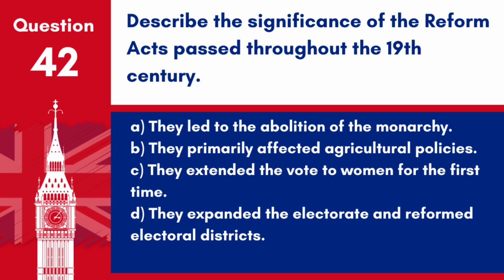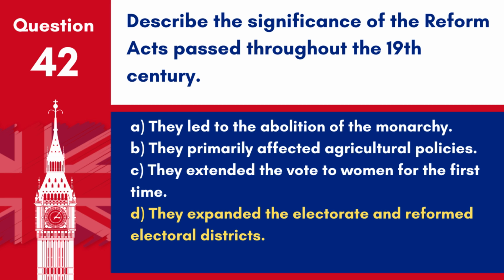Question 42. Describe the significance of the Reform Acts passed throughout the 19th century. A. They led to the abolition of the monarchy. B. They primarily affected agricultural policies. C. They extended the vote to women for the first time. D. They expanded the electorate and reformed electoral districts.